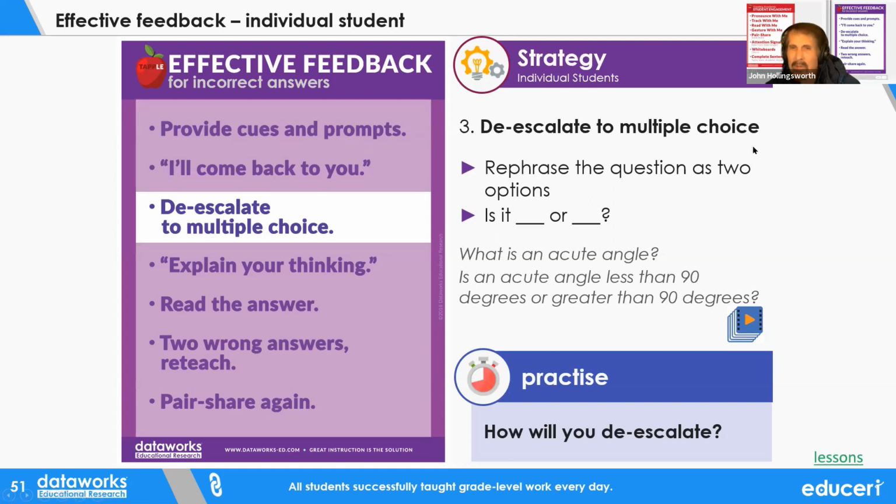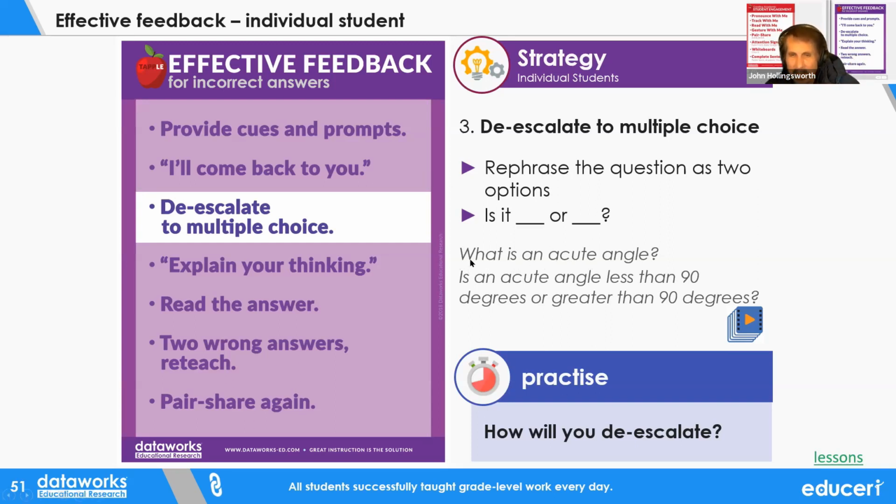De-escalate to multiple choice. Okay, so we're just going to rephrase the question to 2 options. Now, when you say, what is a noun? They have to recall the whole definition. When you give the question, is a noun a word that names a person, place, or thing, or is a noun an action word? Now they just have to recognize the answer. Okay, is the setting where the story takes place or the people in the story? You see that? It's easier because they can recognize it as opposed to having to come up with it on their own.